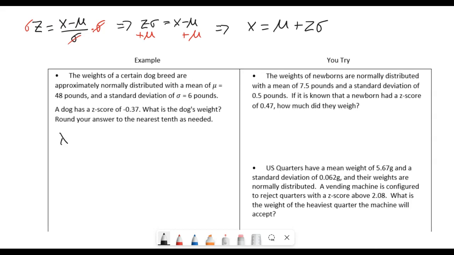So with this formula, x equals mu plus z sigma, we can just plug in what we have. Mu is 48. Plus z, in this case z is negative, so I'll put it in parentheses. And sigma is 6. And now as far as the units go, let me tag along the units. This is pounds, and this is pounds. And the z-score itself, this negative 0.37, is unitless.